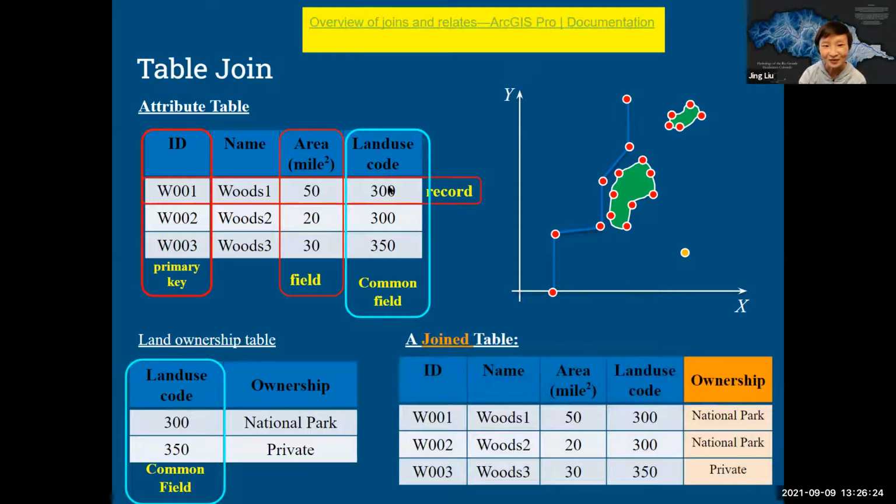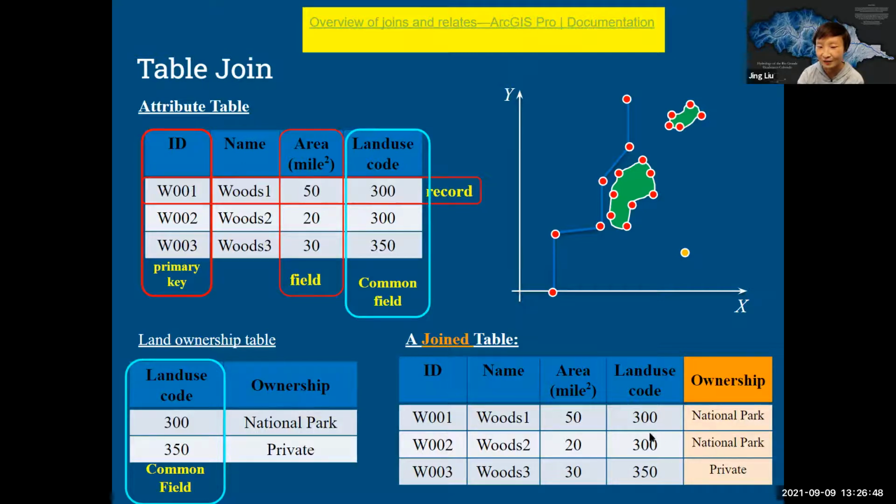If this is 300, I will attach national park at the end of this table. This is also national park, right? And 350 is private. See here, that is the result of your table join: national park and private.